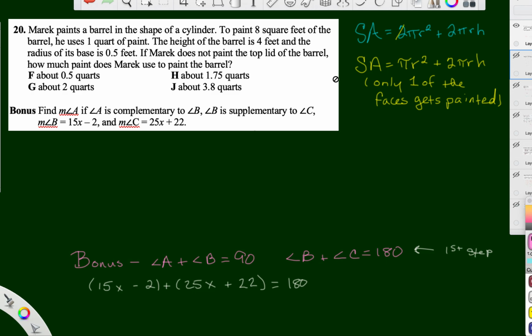It says Merrick paints a barrel in the shape of a cylinder. To paint 8 square feet of the barrel, he uses 1 quart of paint. The height of the barrel is 4 feet. And the radius of the base is 1/2 foot. If Merrick does not paint the top lid, how much paint does Merrick use to paint the barrel? Here's the fun, right? You need to know surface area of a cylinder, and that would be the area of the 2 bases, but I'm going to get rid of one because I'm not painting one, and that's pi r squared. Area of a circle, pi r squared.